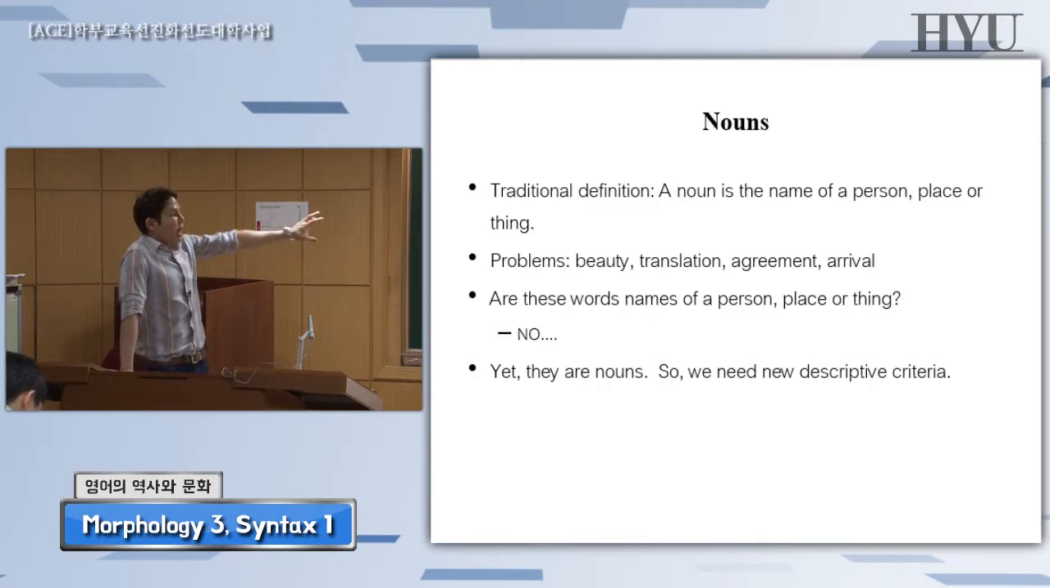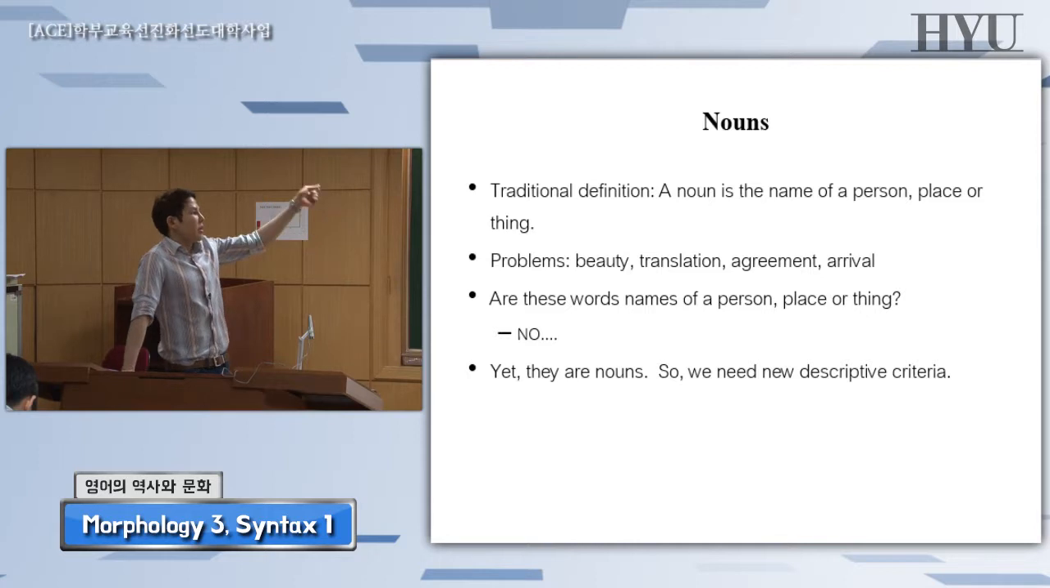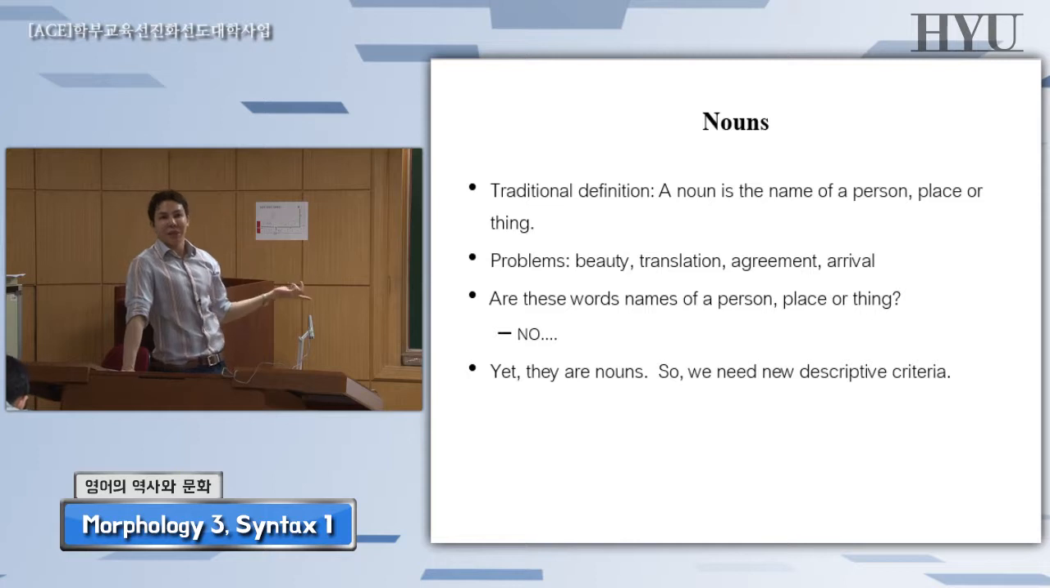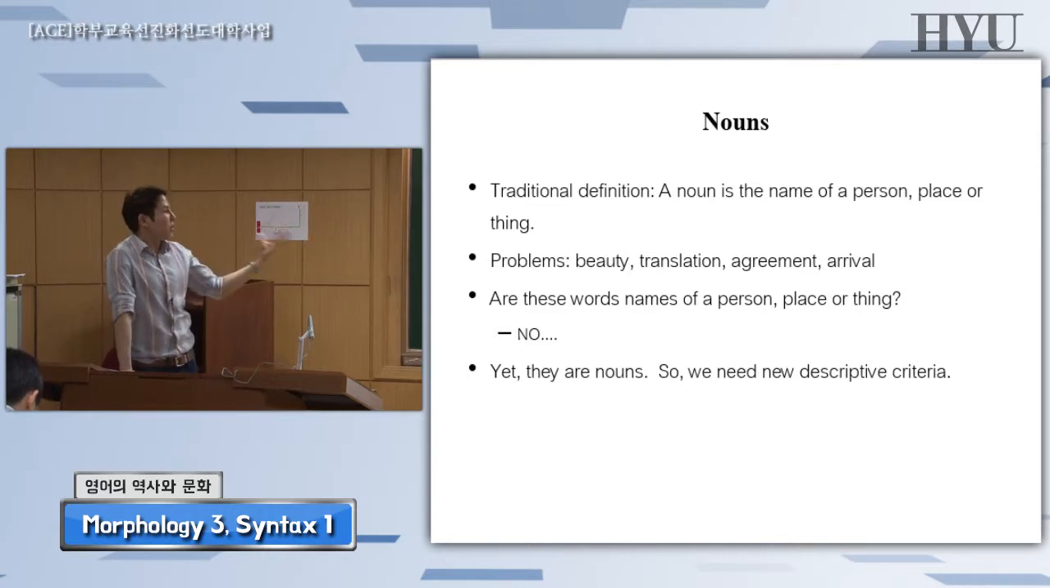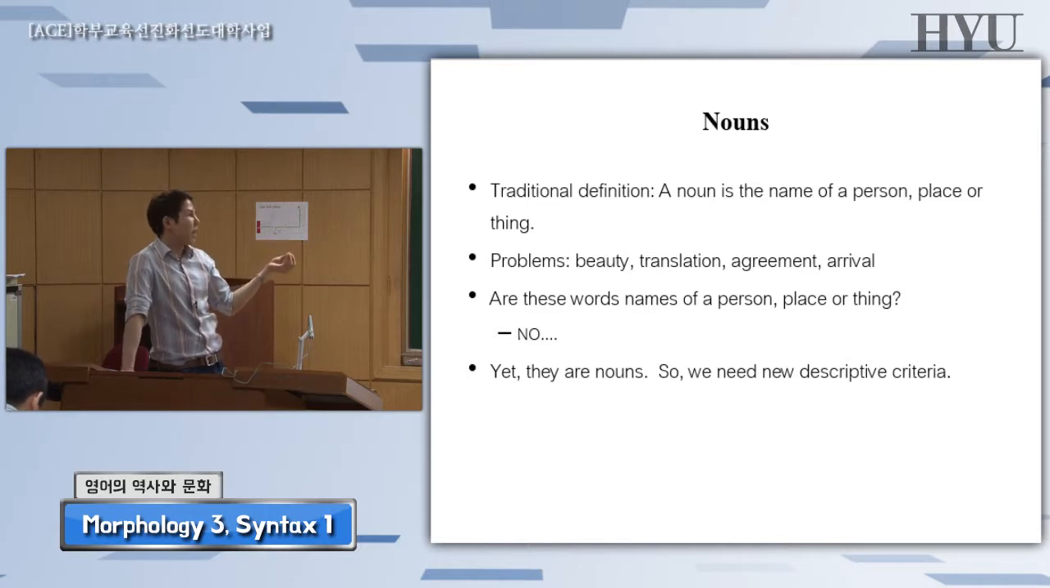There are many problems with that traditional definition, because a word like beauty is not a person, it's not a place, right? And it's not a thing. How do you define a thing, right? And translation is not a person, place, or thing, right? Or agreement is not really a person, place, or thing. Or arrival is not a person, place, or thing. Some people might argue that thing includes abstract things, right? But how do we define abstractness, and so on, right? So you have to redefine the word thing, in other words, right?